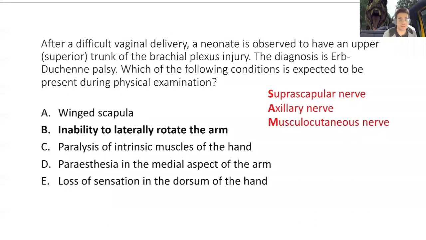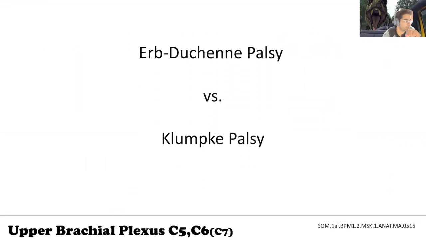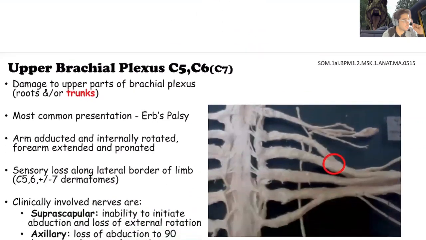Highly tested. They love asking questions about this. Remember, for Erb's, not cranial nerves, what spinal levels are affected? Put it in the chat. C5, C6, and 7. Okay, the 7 part can vary. So that's the point I want to emphasize. Remember, Erb's palsy is associated with C5, C6, plus or minus 7.